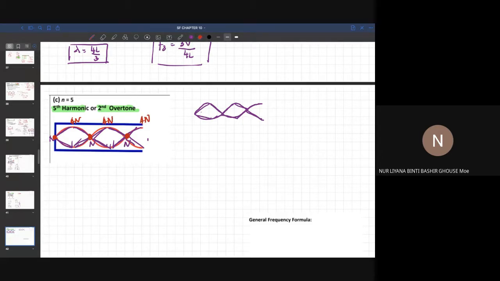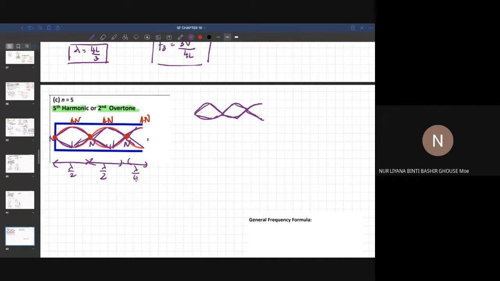So lepas tu kita cari untuk kita punya lambda. So we know daripada node sampai ke node adalah lambda over 2. Daripada node sampai the next node adalah lambda over 2. Daripada node sampai ke anti-node adalah lambda over 4.